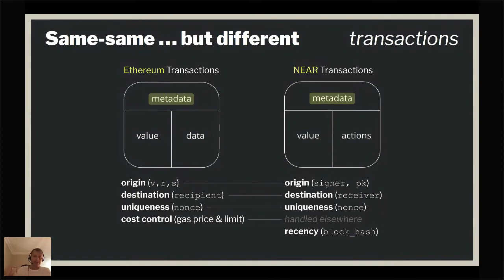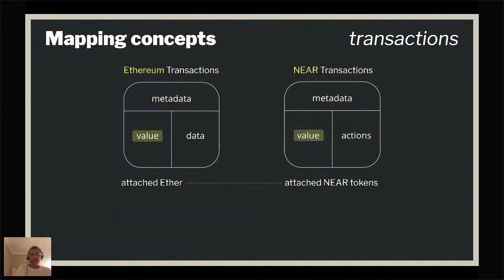And then there's this idea of recency in a proof of stake system, where you want to make sure that you're sending a transaction that isn't out of date. So you have to include a recent block hash, within an epoch or something like that, something like 12 hours. If you want to send a transaction to the network, it has to be maybe 4 hours. It has to be sent within some recent period of clock time, as measured by the 1 second per block movement. So that's important. The value: you can attach Ether to Ethereum transactions or NEAR tokens to NEAR transactions, no surprise there.